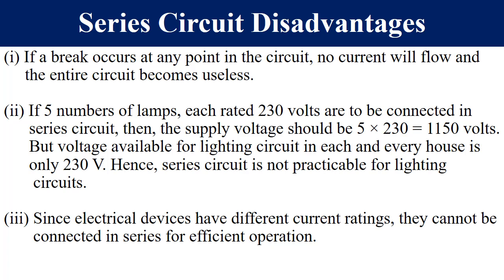So it means a series circuit, even for our lights, is not practicable for lighting. Guys, that is a very good explanation. Then the last point we can say, since electrical devices have different current ratings, we know the current rating of the television is different from the current rating of your transformer or of your hi-fi. So it means they cannot be connected in series for efficient operation.